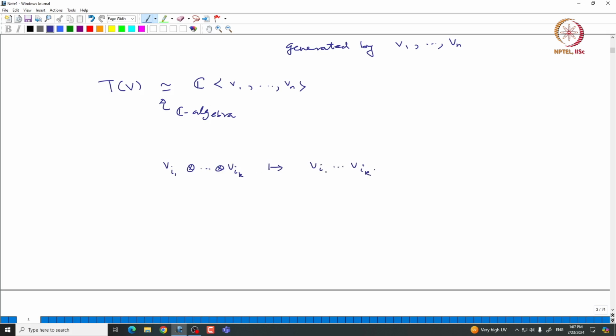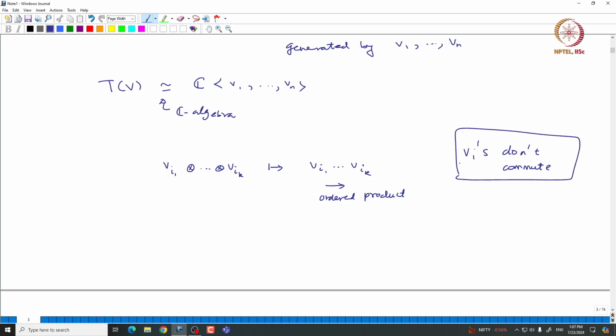Note that it is a free associative algebra. There are no relations between the variables Vi. That means the variables Vi do not commute. Okay. So, the monomial, this ordered product matters to us. Okay. So, this is indeed an ordered product, in which the order matters. So, the variables Vi's do not commute.